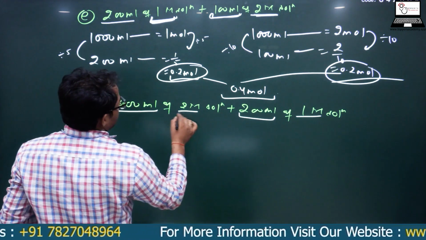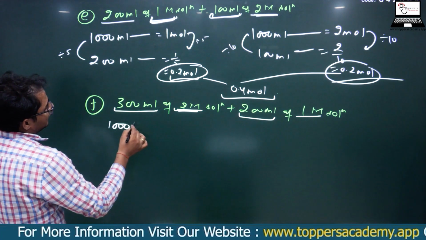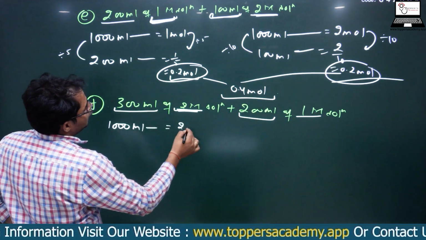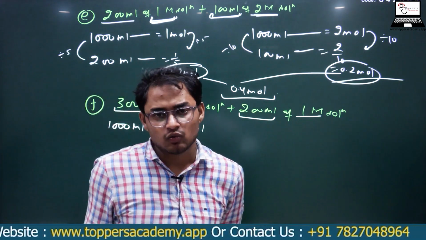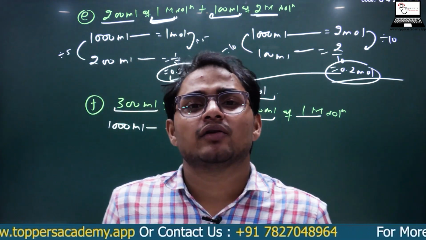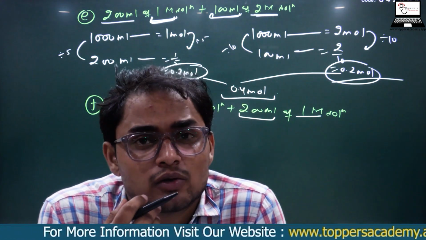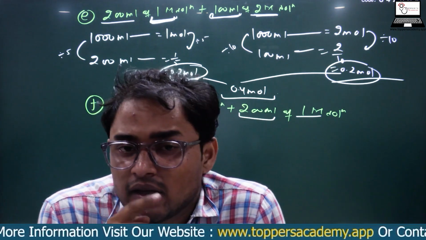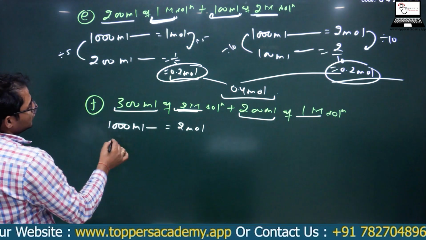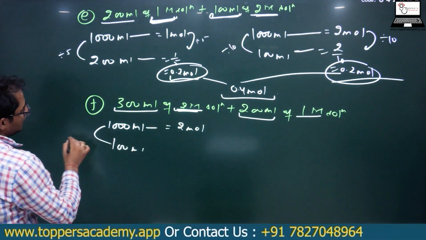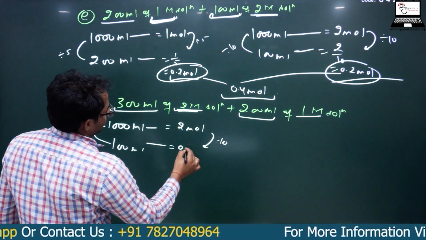Listen, 2 mole per liter, that means 1000 ml or 1 liter, both are the same thing. 1000 ml contains 2 mole of solute. I want to calculate for 300 ml, but I do not have any value by which I can divide 1000 and get 300. So what I will do, I will calculate for 100 and then I will multiply by 3. So if 1000 ml contains 2 moles, then obviously 100 ml will contain, I have divided by 10, so it will also be divided by 10, that means 0.2 mole.